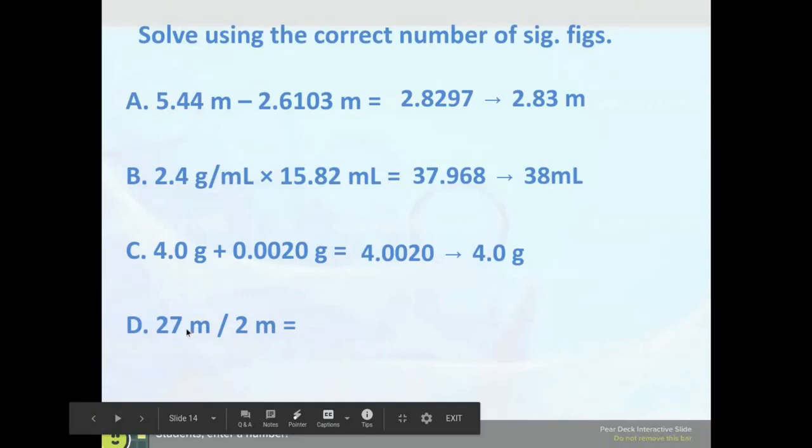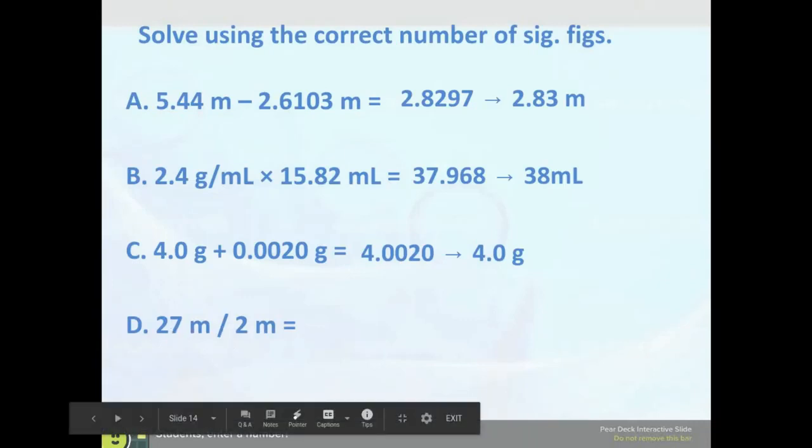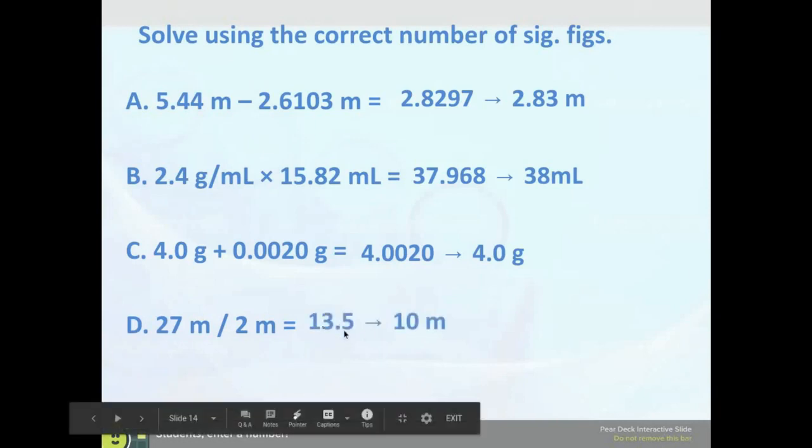Dividing, 2 total, 1 total, our answer wants 1 total. So our calculator tells us 13.5, but to round that so we have 1 total, our answer will be 10.